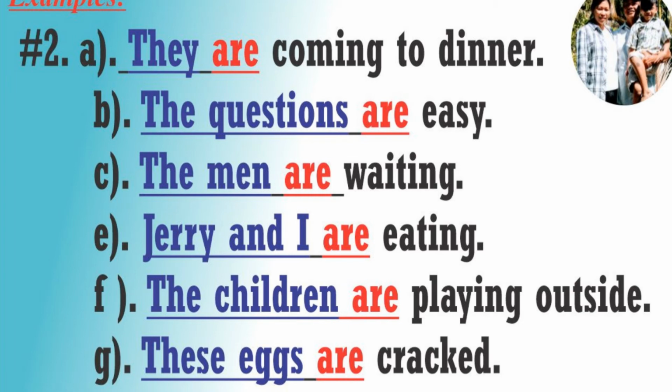G, these eggs are cracked. These eggs are cracked. Crack. Okay, and eggs, these. So these eggs is plural, so we use a plural verb to be, which is are. Let's go to the next page.